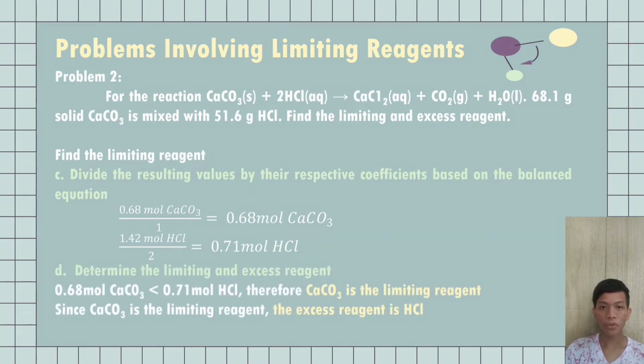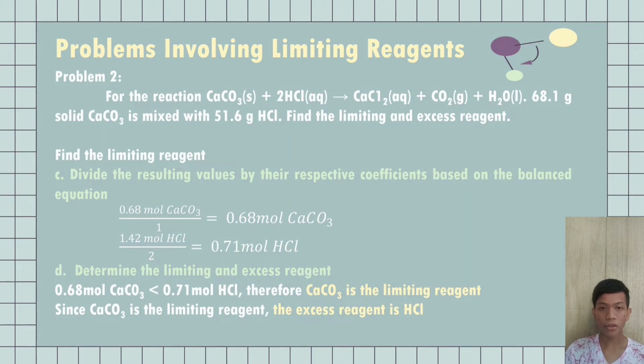Now to determine which is the limiting reagent, we will compare the results of the previous solution. The one with the lower mole per coefficient ratio is the limiting reagent, while the higher one is the excess reagent. In this case, 0.68 moles of calcium carbonate is less than 0.71 moles of hydrogen chloride. Therefore, calcium carbonate is the limiting reagent, while hydrogen chloride is the excess reagent.